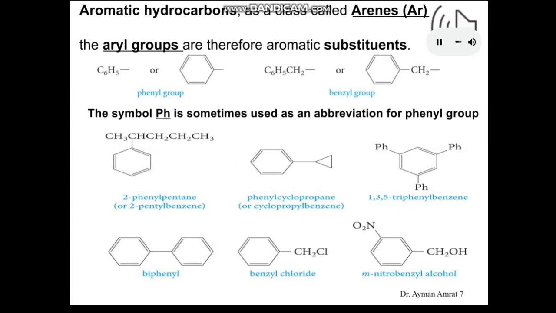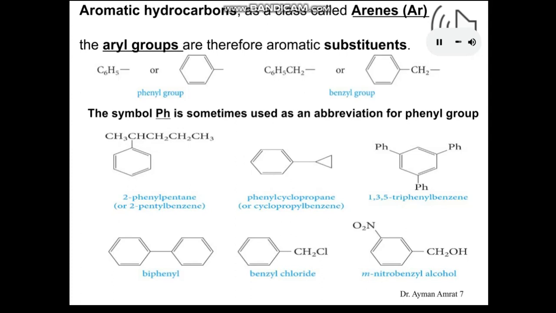While toluene is called toluene as a parent, if you need to use toluene as a substituent, it is a benzyl group. Phenyl group for benzene, benzyl group for toluene as substituents in both cases. The simple Ph is sometimes used as an abbreviation of the phenyl group.